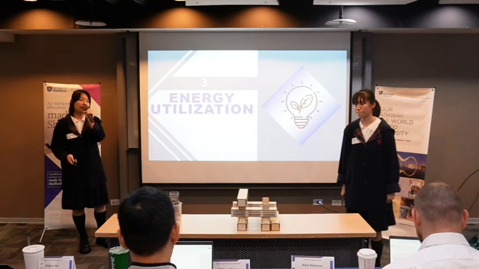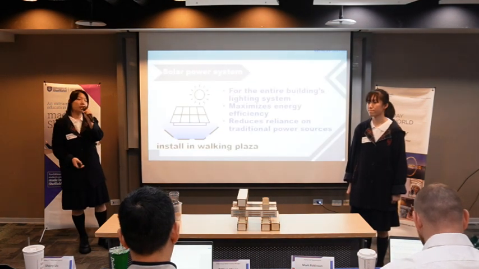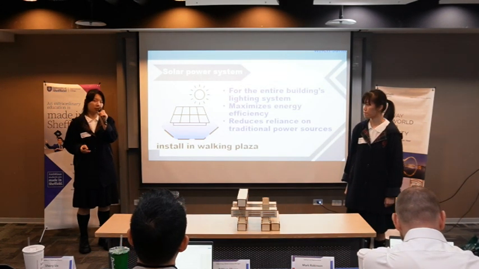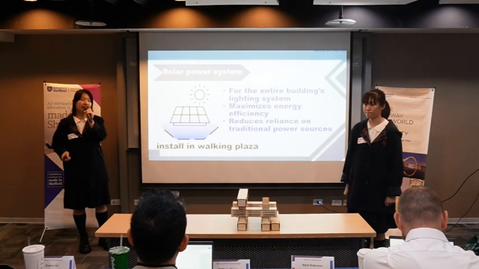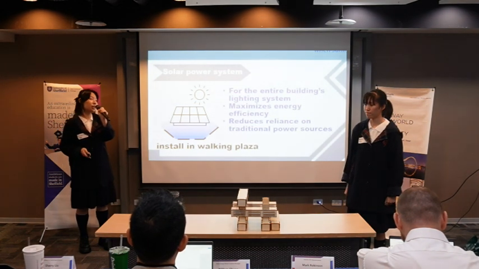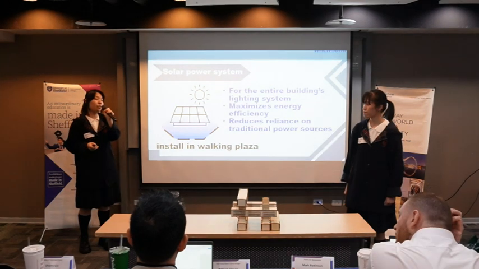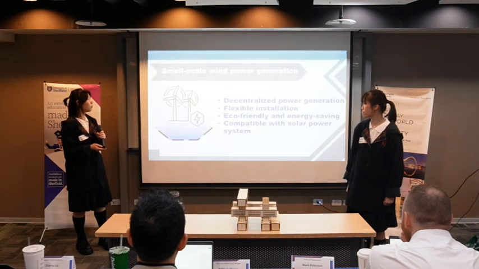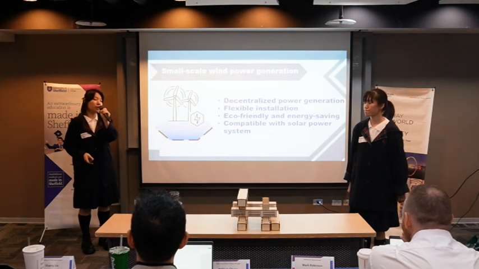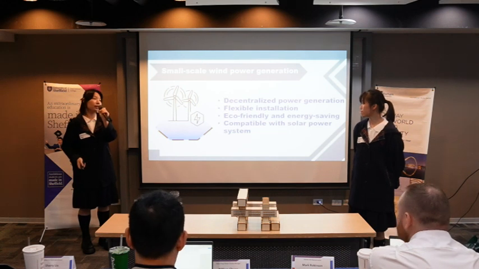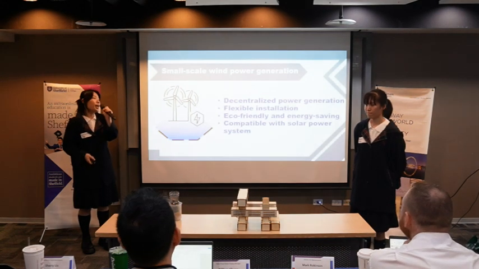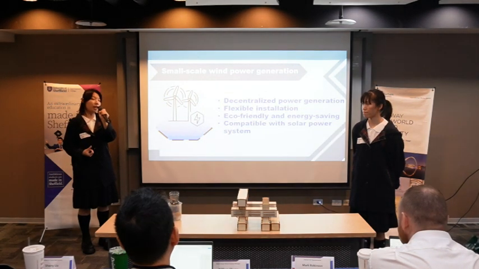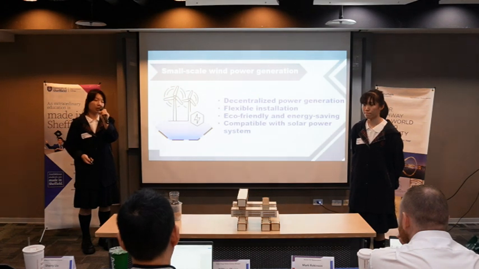Then, energy utilization. The solar power system will be installed in the walking plaza, providing energy for the entire building's lighting system. This maximizes energy efficiency and can reduce the reliance on traditional power sources. Then, wind generation. The wind turbine directly supplies electricity for the buildings, and it is flexible. It can be installed in the courtyard, on the rooftop, or as an independent structure.